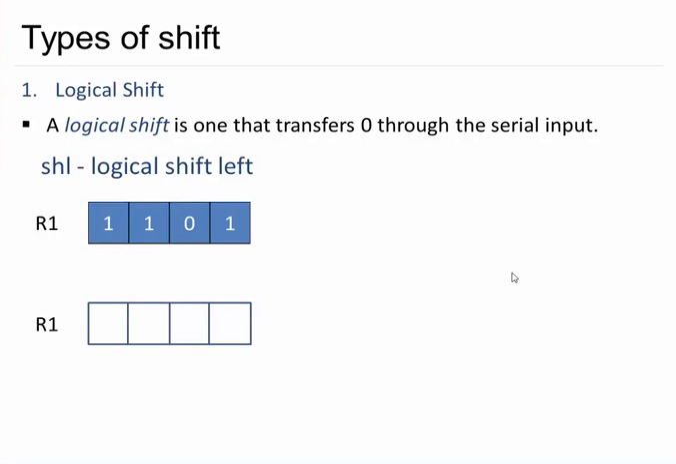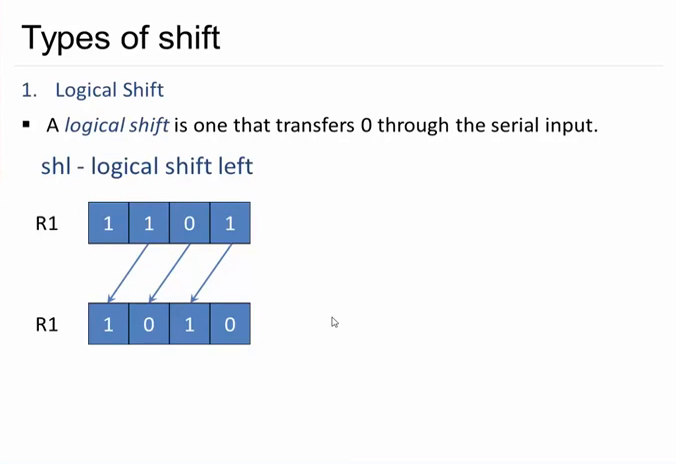So let us say this bit 1 is shifted to the left side, bit 0 shifted to the left side, bit 1 shifted to the left side. Now the question arises for these two positions: what about this MSB and what about this LSB position? This MSB position would be discarded, and as per the definition of logical shift, 0 would be transferred through the serial input over here. So over here it would be 0. So this is logical shift left.